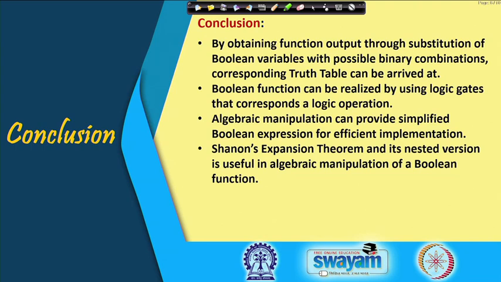And algebraic manipulation helps to get a simplified implementation of a Boolean expression. Boolean algebra comes in very handy in that, and Shannon's expansion theorem and its nested version is useful in algebraic manipulation of a Boolean function. Okay.